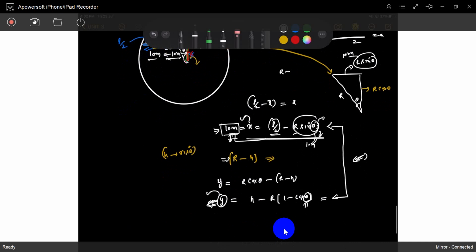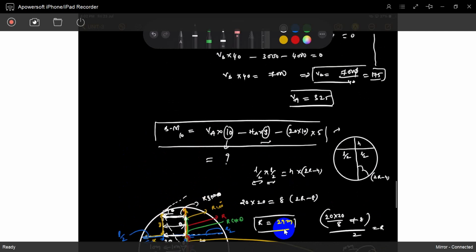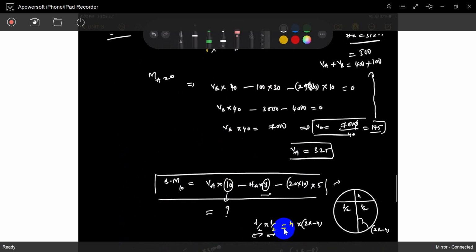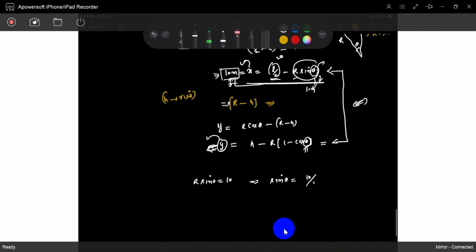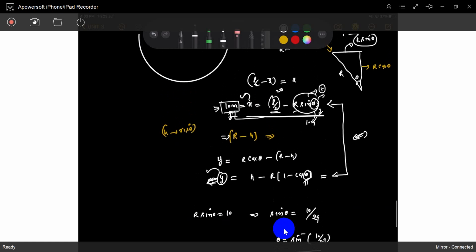So L by 2 is 20. 20 minus 10 is 10. We already know it. So you can easily find out theta here. R sin theta is 10. Sin theta is 10 by r. R is 29 meters. Theta is sin inverse of 10 by 29. What is that value? 20 degrees 17 minutes. That is the theta value. So r sin theta is also 10 meters. Otherwise you will find out theta from this equation also.